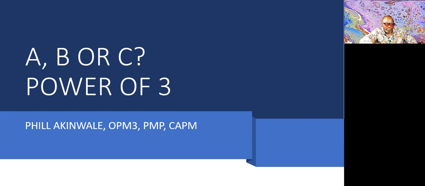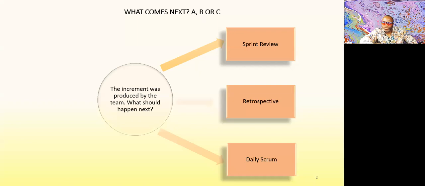Here we go. This is our first question. The increment was produced by the team. What should happen next? Let's launch the poll and you've got an A, B, or C. What do you think?